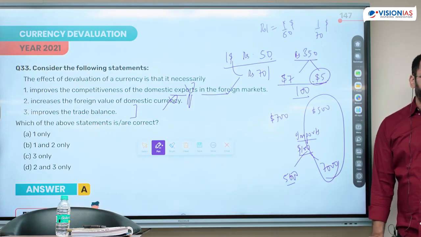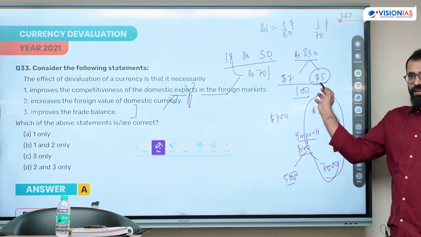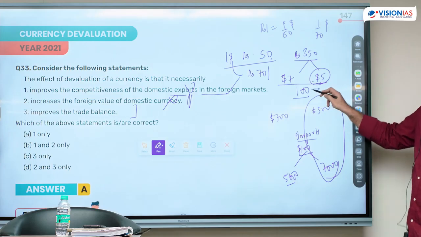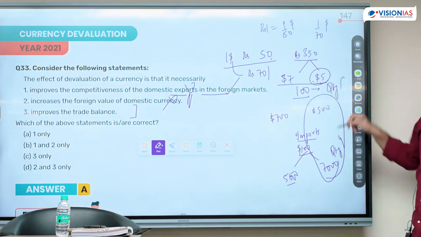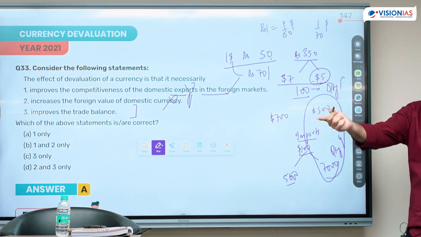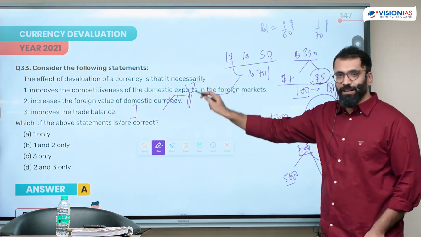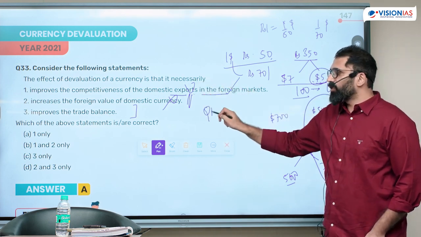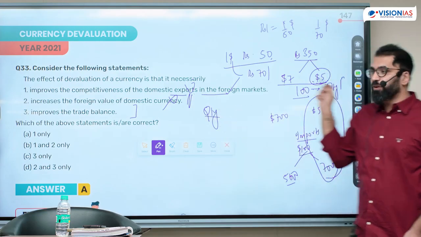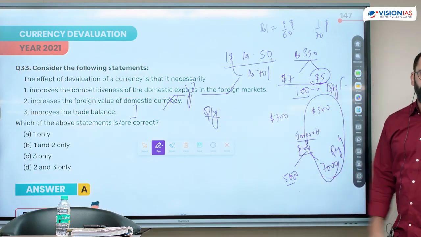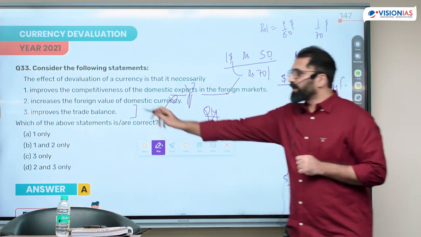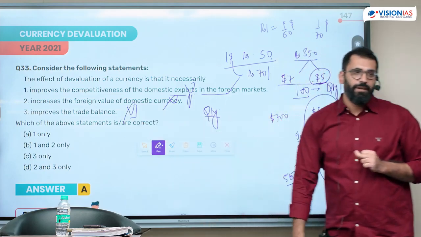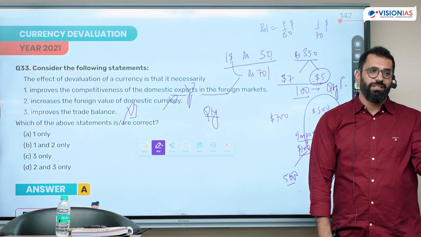Is it clear? Competitiveness बढ़ती है only when I'm able to improve the quantity of export and reduce the quantity of imports, then only trade balance improves. So competitiveness necessarily improves, but if I can't make the quantity changes, where I can't increase the quantity of export and reduce the quantity of imports, devaluation will hurt the economy. This is why not necessarily it improves the trade balance. Quantity bhi change hona chahiye.